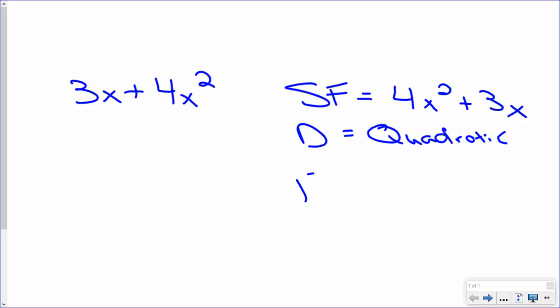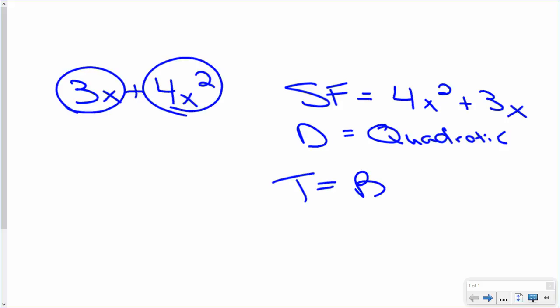Okay, and the last thing is classify by term. Terms are separated by a plus or a minus sign. So there's two terms on this one over here, one over here. Two terms is called a binomial.